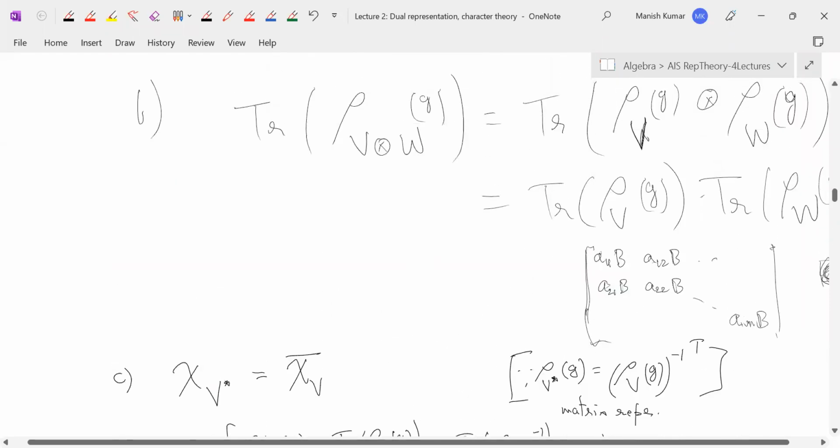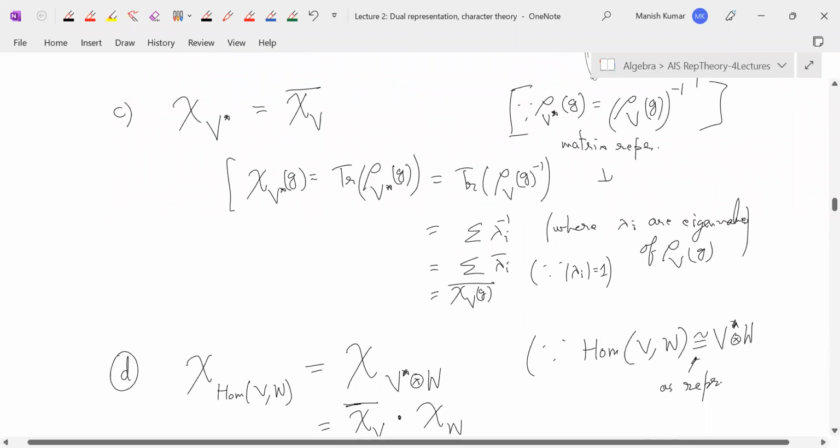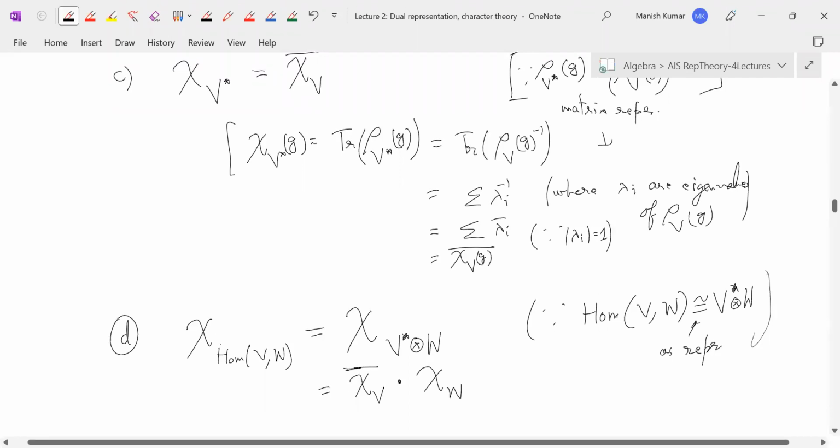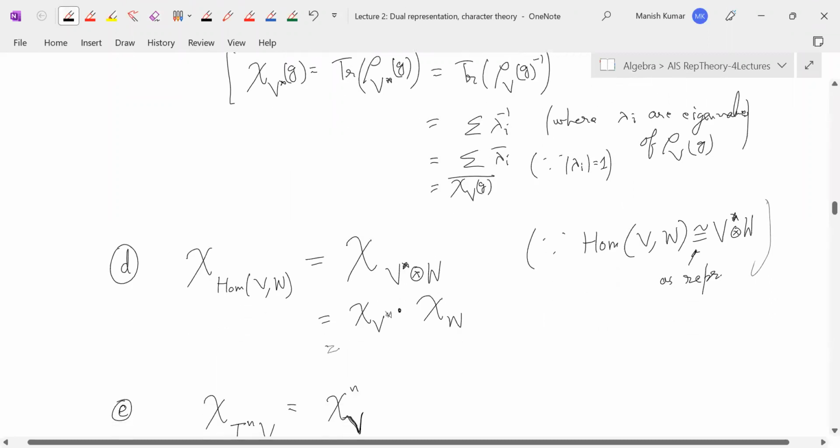Okay, and then we can use this. Remember, I also told you that this is a homework problem: Hom(V, W) is the same as V star tensor W, V dual tensor W. If you assume this homework, then chi of Hom(V, W) is just chi of V star tensor W. So maybe one can write one more step here. It's chi of V star times chi of W, and chi of V star we just saw is chi of V bar times chi W. So that is the formula. So chi of Hom(V, W) is chi bar of V times chi of W.